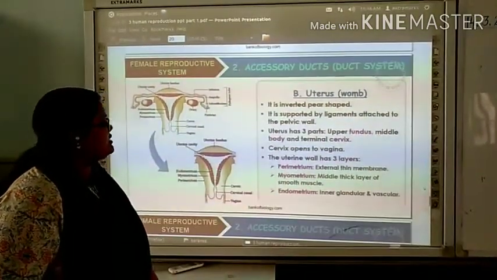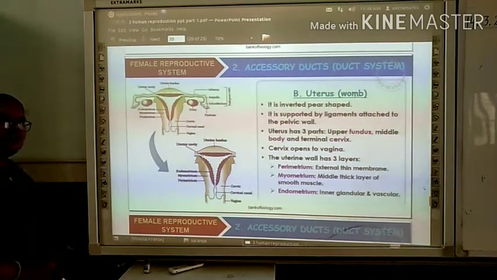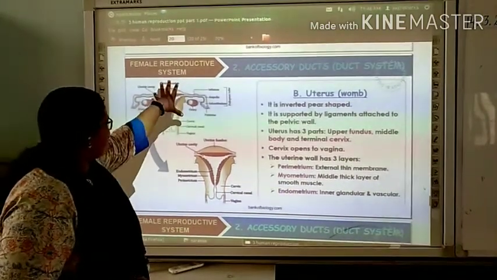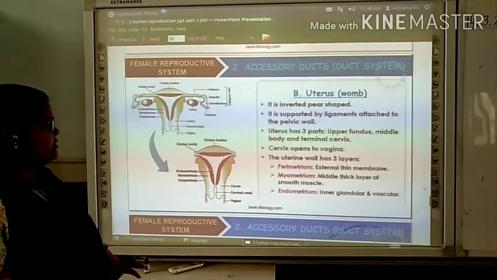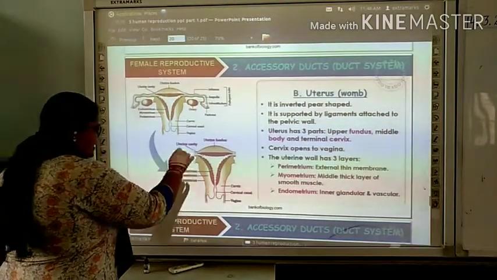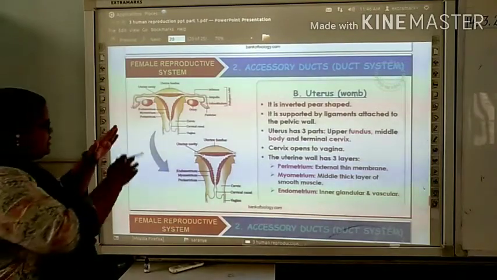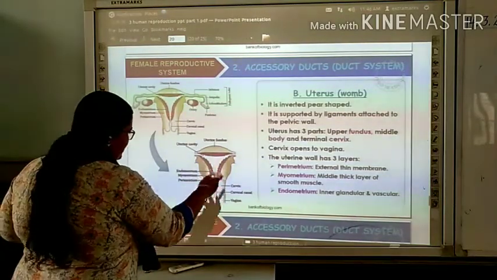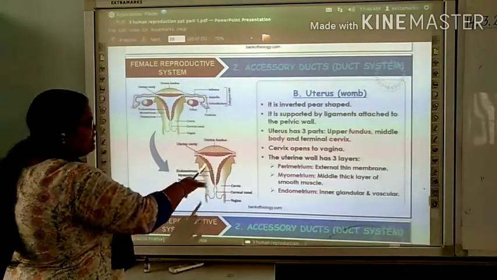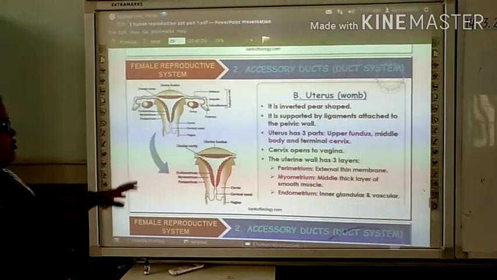Now the second accessory duct system, the part that is the uterus, otherwise known as the womb. Here, this is the fallopian tube, and this entire part is called the uterus. If you check its shape, it is a pear shape, but an inverted pear. So if the pear is inverted, then that inverted pear shaped structure is the uterus.